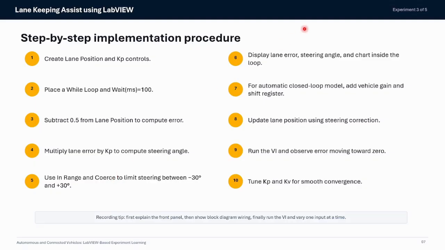Display the lane error, steering angle, and a chart inside the loop. For the automatic closed loop model, under vehicle gain and a shift register, update the lane position using the steering correction. Run the VI and observe the error moving towards zero. Tune the Kp and Kv for smooth control.